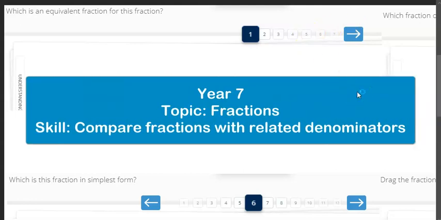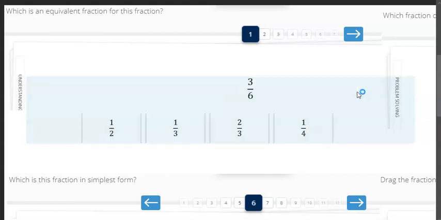This video is compare fractions with related denominators. This can be found within the fractions topic of Essential Assessment, which is the first skill readily available.